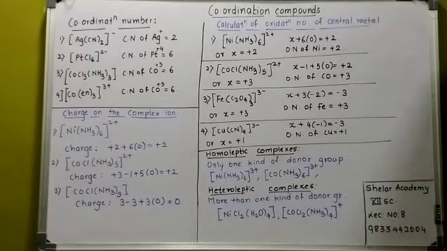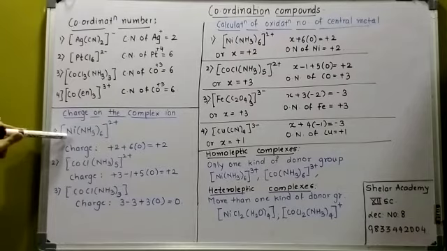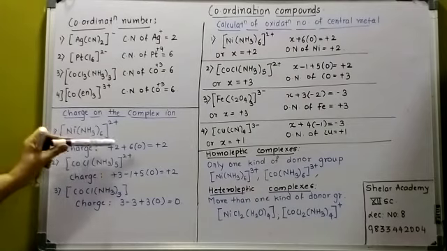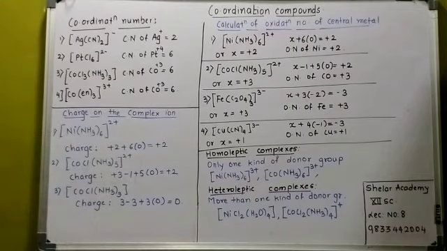For example, what is the charge on nickel here? How do you find out? The charge on nickel is +2. So it is +2 plus 6, and this is a neutral ligand, so it is 6 into 0. That comes to +2. So the charge on nickel is +2, and the charge on the complex ion is +2. Okay, the next example I have written.